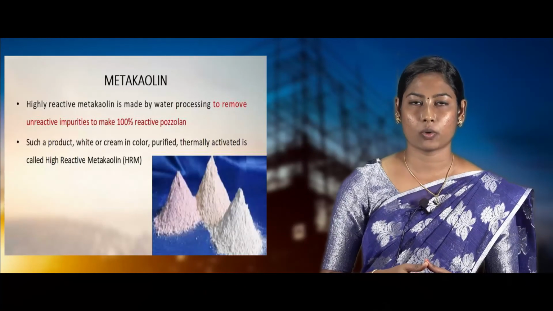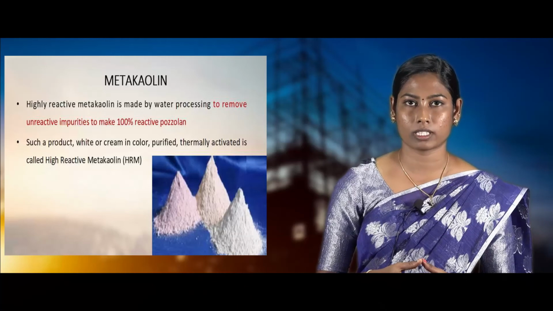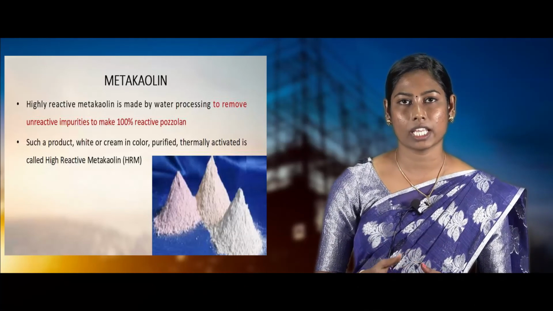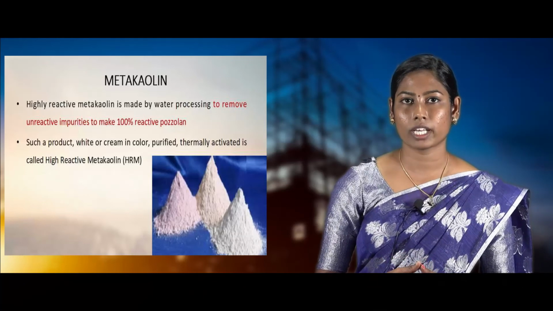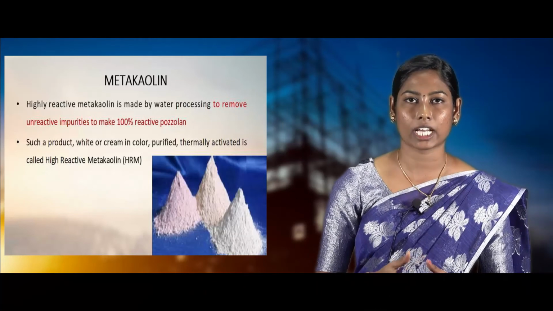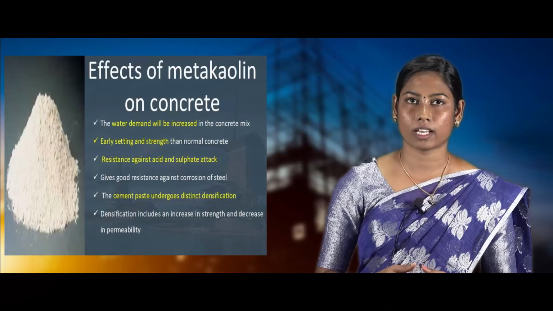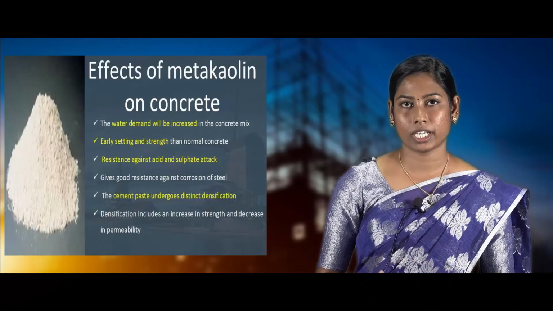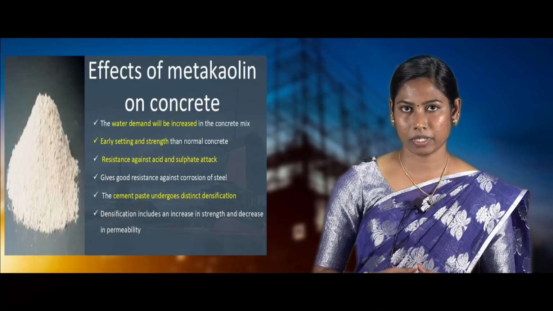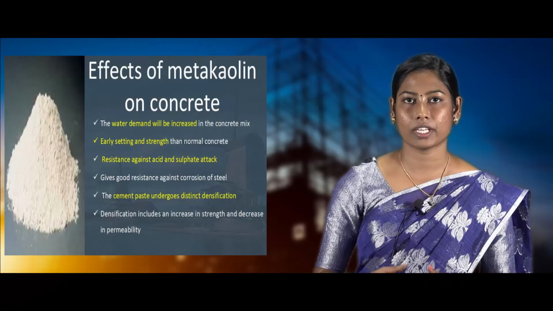Next one is metakaolin. A highly reactive metakaolin is made by water processing to remove unreactive impurities to make a 100% reactive pozzolana. Such a product is white or cream in color, purified and thermally activated. Effects of metakaolin in fresh and hardened concretes are that the water demand is reduced, it reduces the heat of hydration, it reduces bleeding, and it gives more resistance to chemical and sulfate attack.